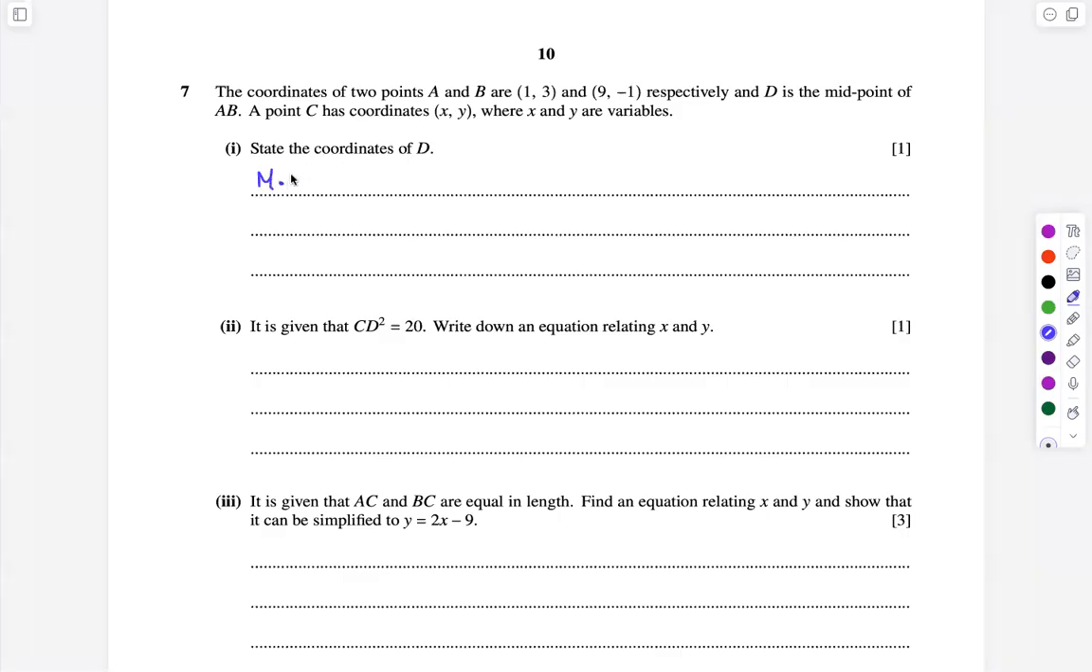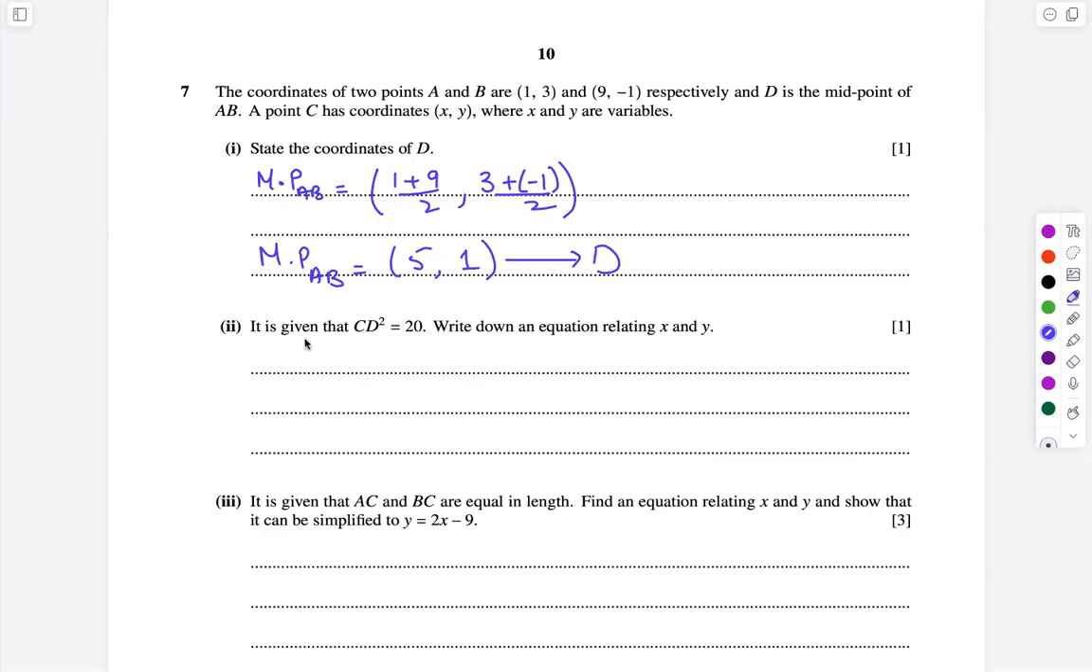So in the first step, as it is the midpoint of AB, we'll use the formula (x1 plus x2) upon 2, comma, (y1 plus y2) upon 2. So that will become (1 plus 9) upon 2, comma, (3 plus -1) upon 2 for the midpoint of AB. Simplifying this, we'll get 1 plus 9, 10 upon 2, which is 5, and 3 minus 1, 2 upon 2, which is 1. So these are the coordinates of D: (5, 1).